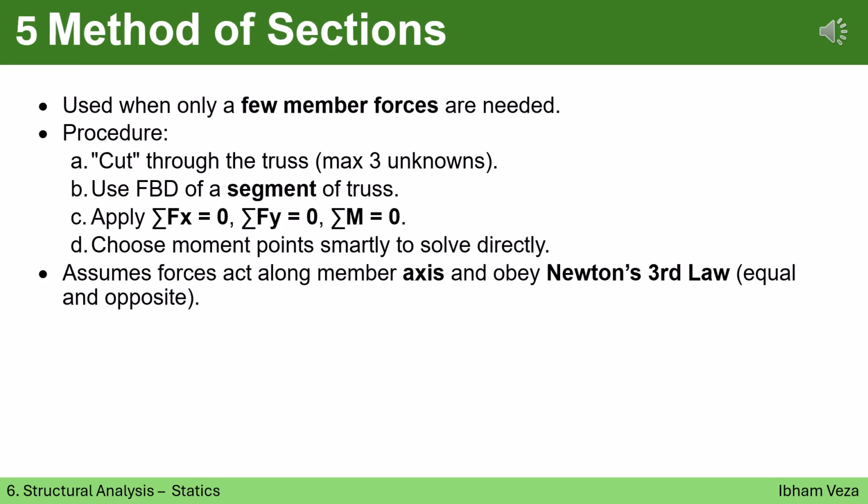Method of sections. The method of sections is useful when only a few member forces need to be determined. Instead of analyzing every joint, we make an imaginary cut through the truss and isolate one section. We then apply the equilibrium equations, sigma Fx equals 0, sigma Fy equals 0, and sigma M equals 0. To solve efficiently, the cut should pass through no more than three unknown members. Choosing an appropriate moment point often allows us to determine a desired member force directly.